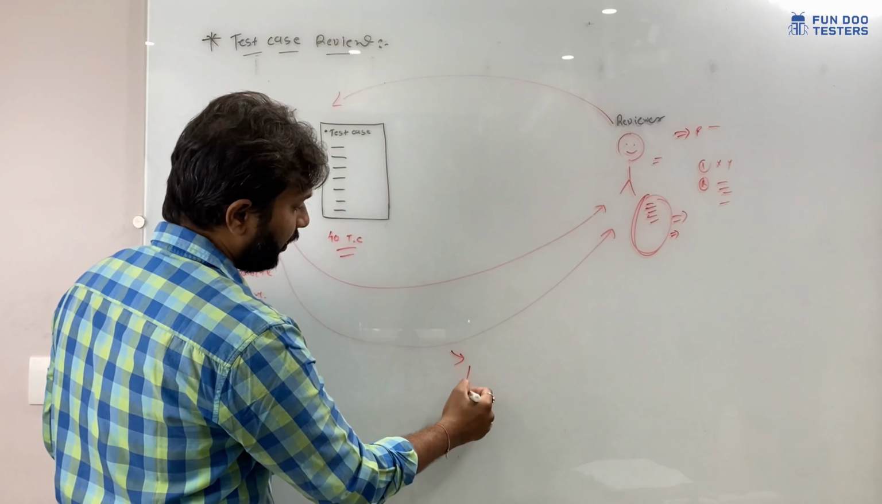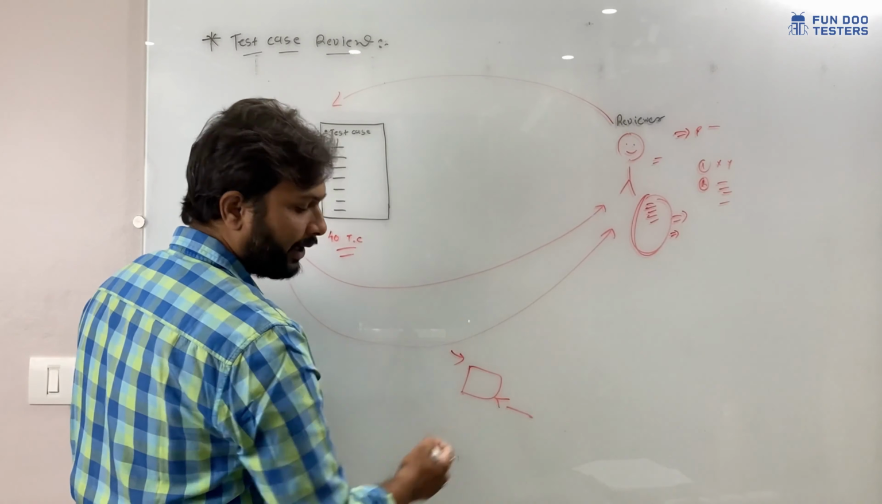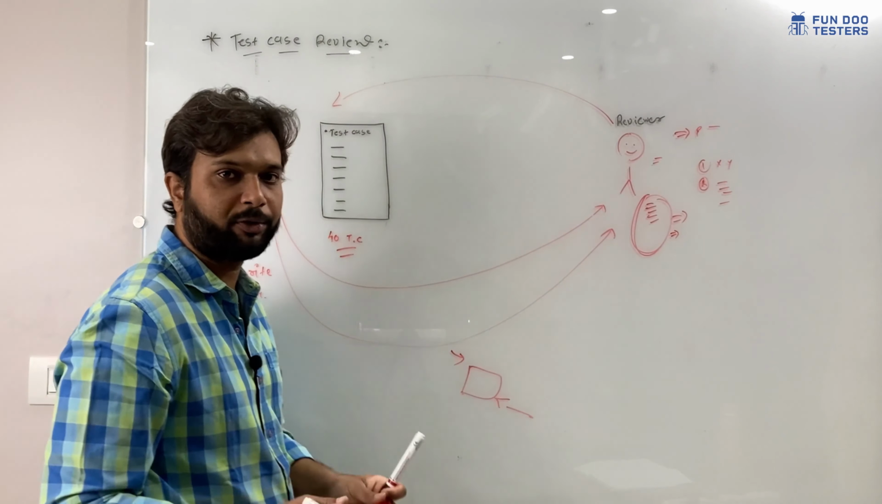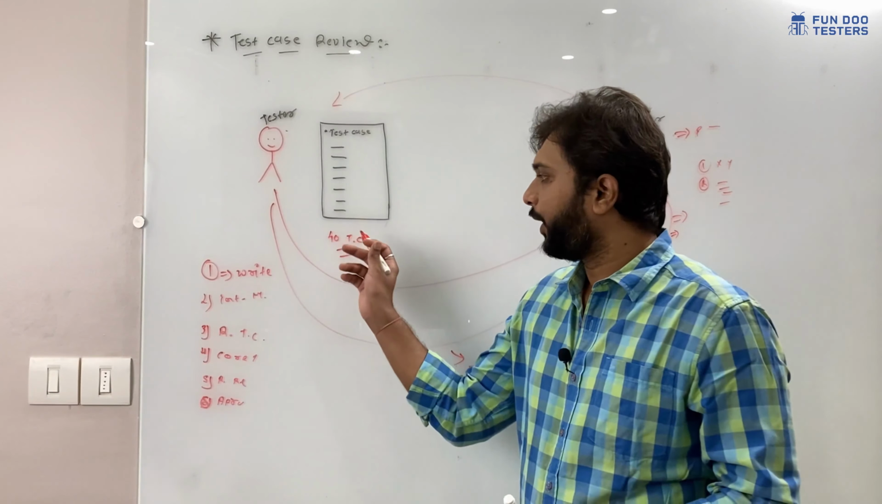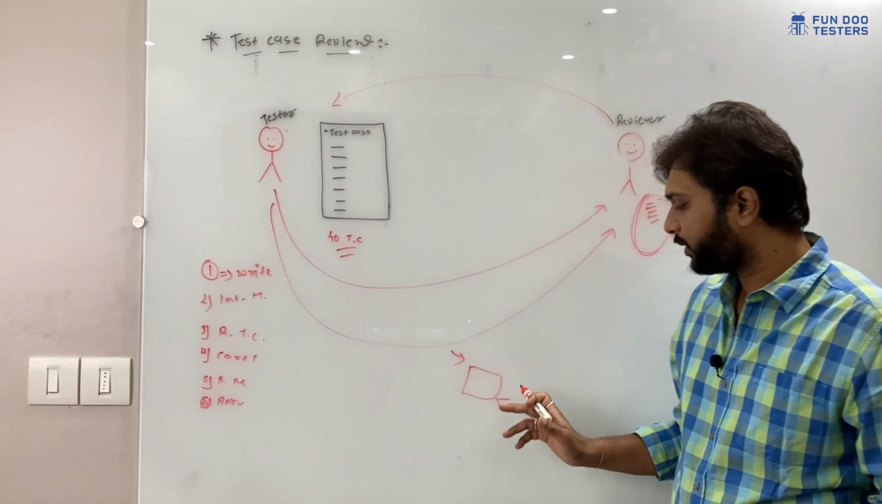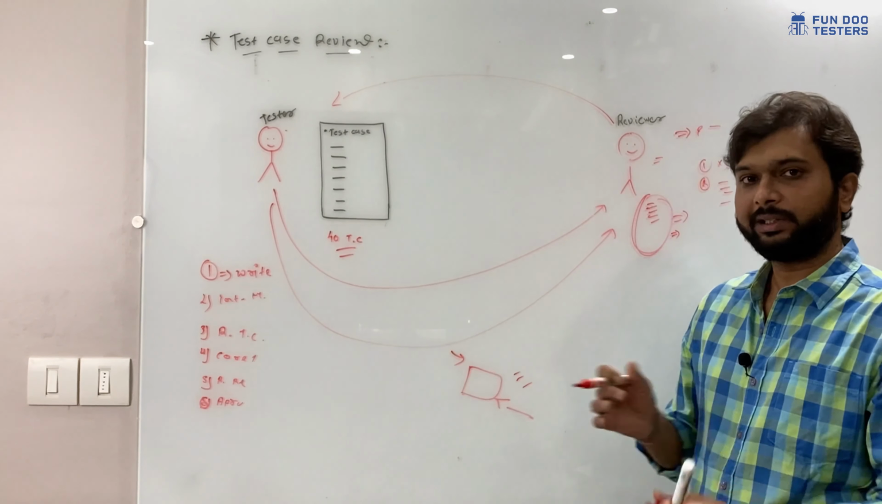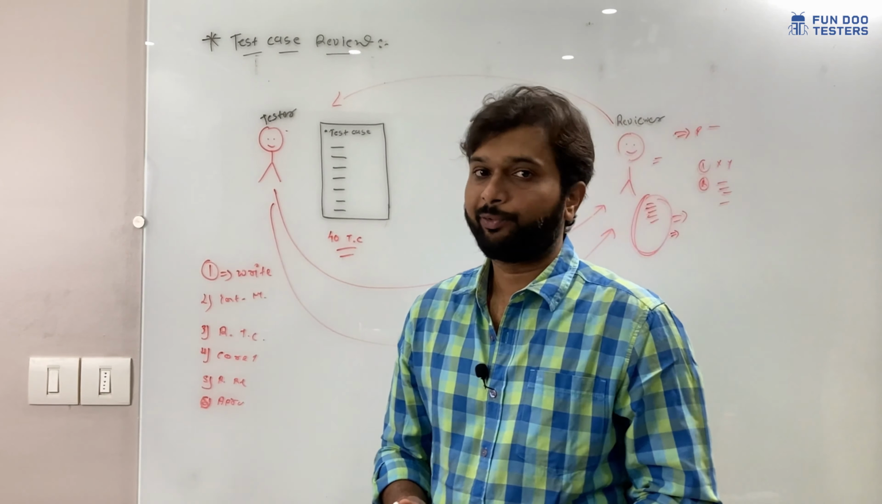Once test cases are approved, they are stored in a particular repository, so whenever test execution starts, another tester, for example, I am going to perform the test. By that time I will have test cases ready. I just have to pick test cases one by one and test them against the application. This is how the reviewing process works.